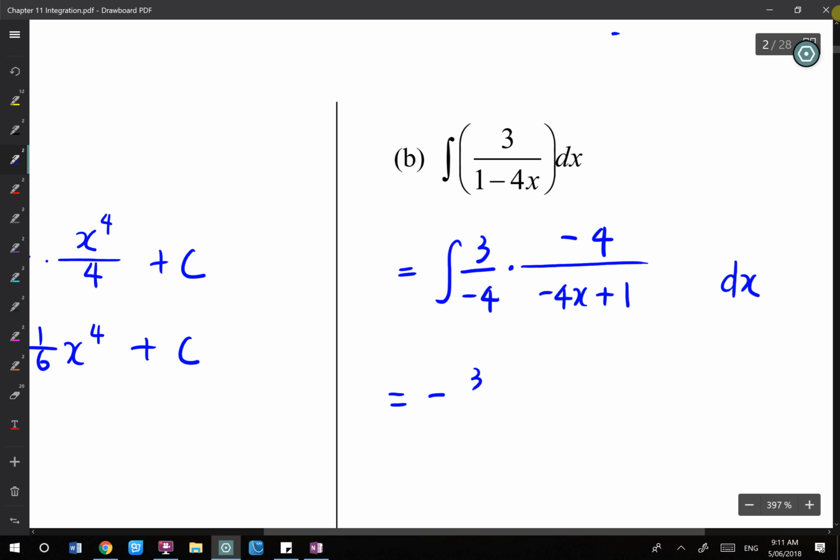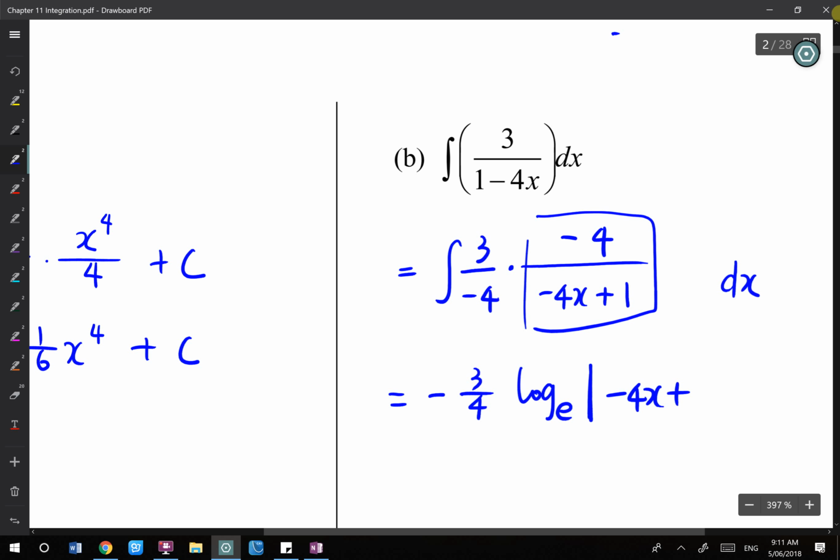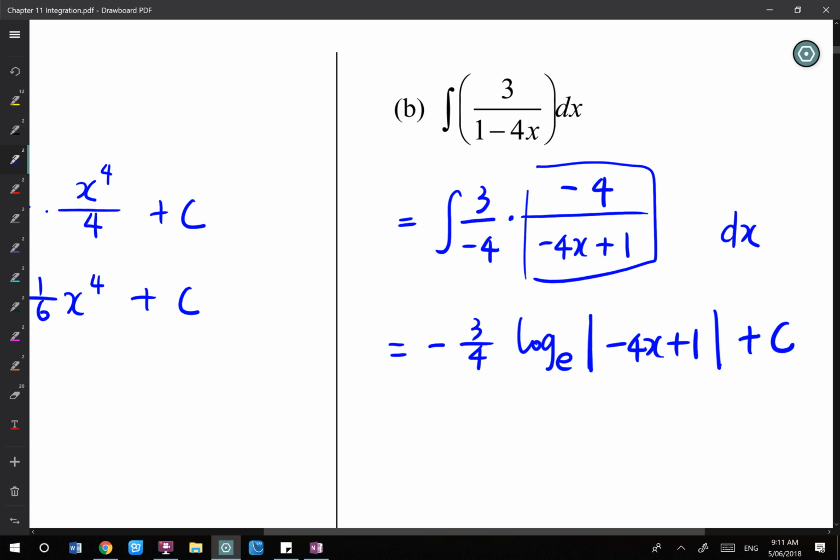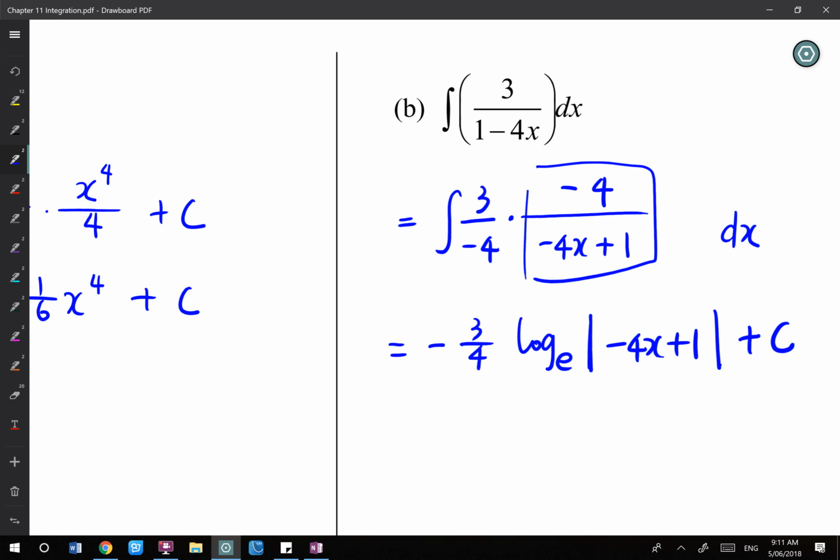I know that's a log. Well, I don't need to care about the coefficient outside. And I know this is a log. So that's a log e. Remember the absolute sign, the two straight lines, of minus 4x plus 1, plus c. Okay, that's basically what is antiderivative.